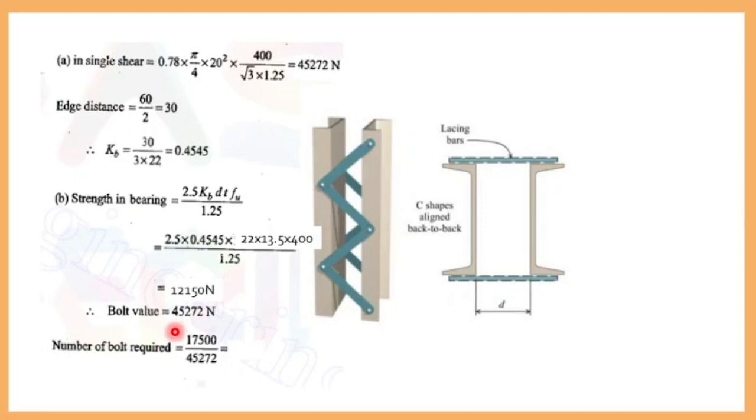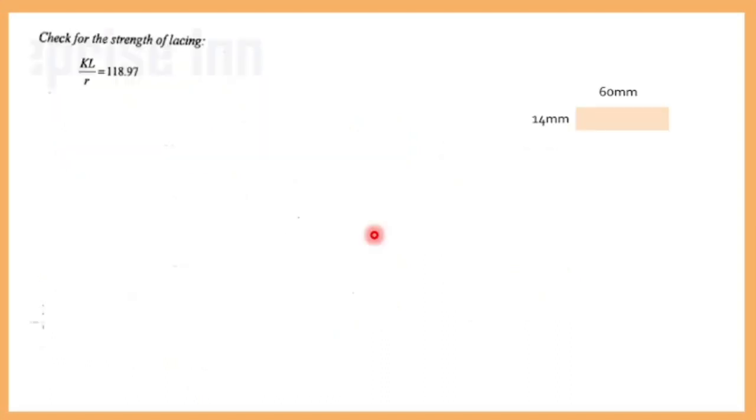How many bolts are required? How can you find this? Your force coming here is 17,500 divided by 45,000. If you divide, this is 0.387, so at least you need one bolt. If you round off, this will become one bolt. So now here you are providing one number of 20 mm diameter bolt. Now this is the last step.